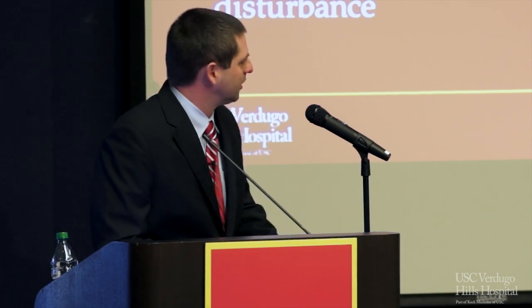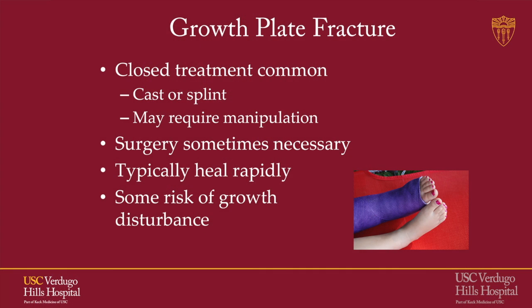So the growth plate fracture occurs in a young patient, a skeletally immature patient, and so they have an ability to correct deformity, and they have an ability to heal very rapidly. And so for the most part, closed treatment with cast or splint is preferred. Sometimes if it's out of alignment, you've got to manipulate it. And then there are certain fractures, again, that require surgery, even in a child. But these fractures typically heal well, and they heal rapidly.